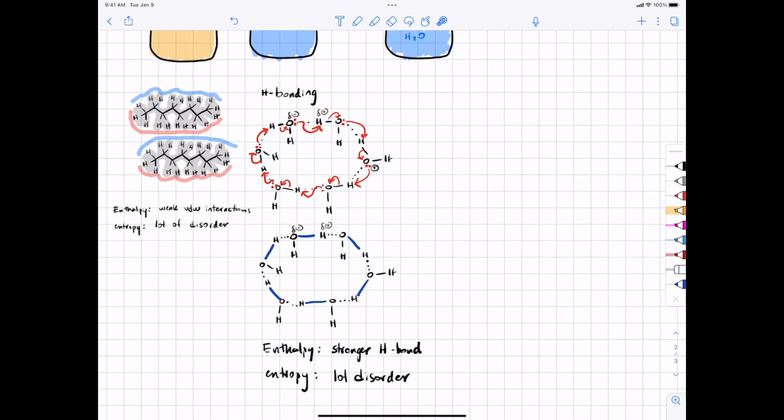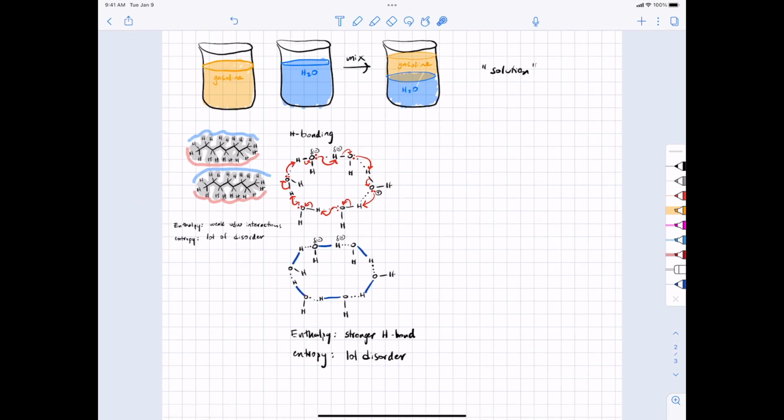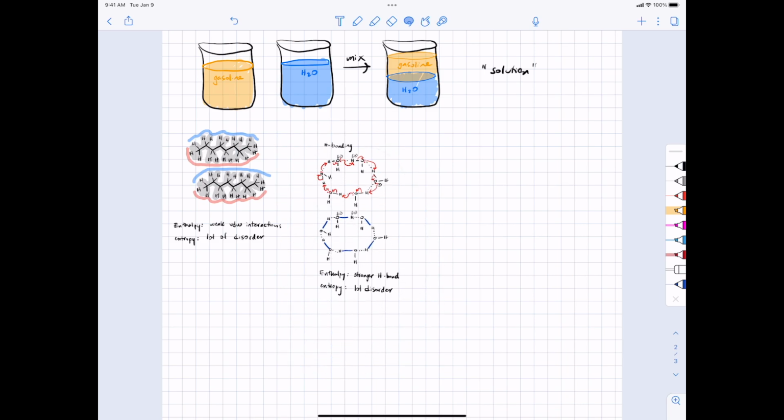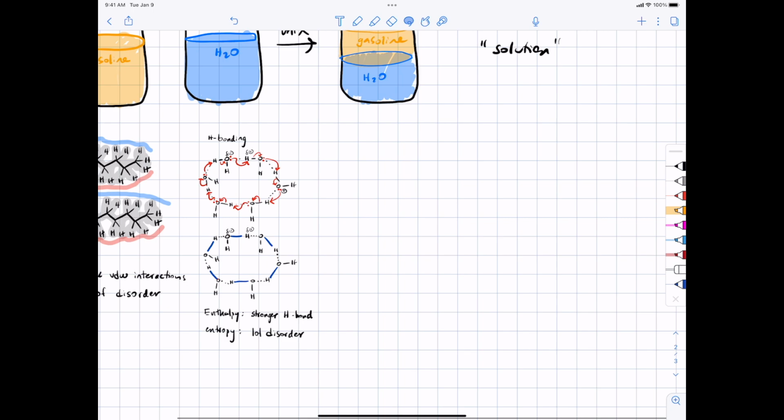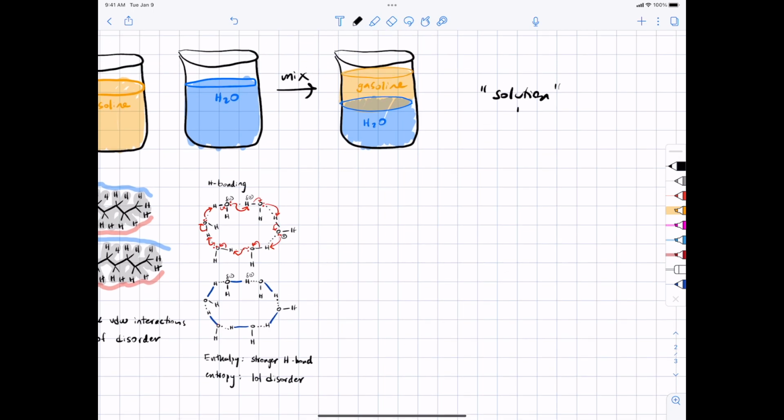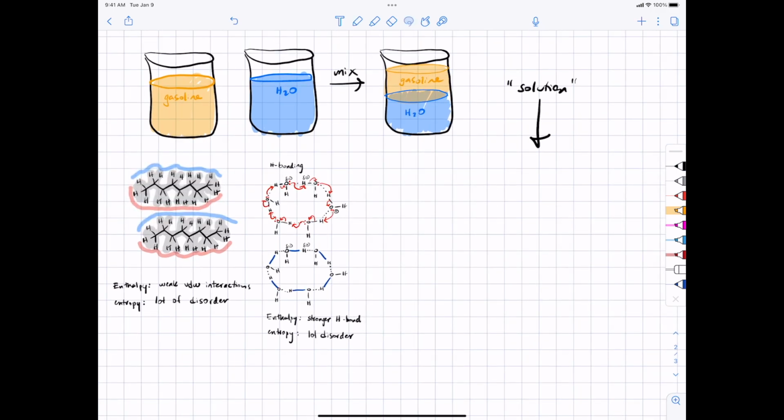All right? So with that in mind, we can now try to ask what would happen if we were to try to mix water and the hydrocarbon together in solution. All right, so let's copy the hydrocarbon.